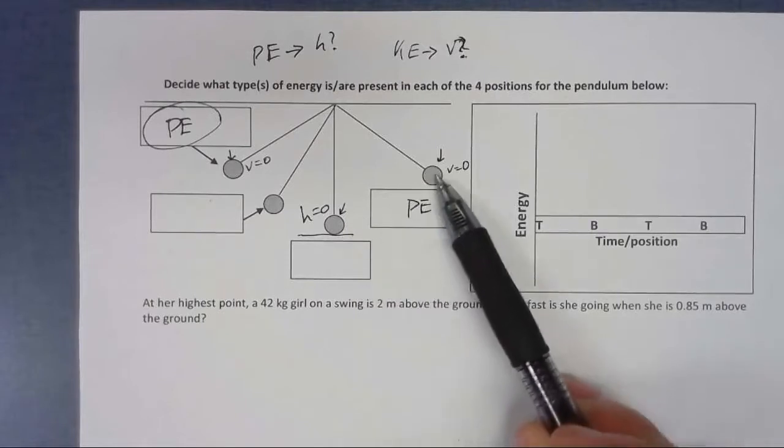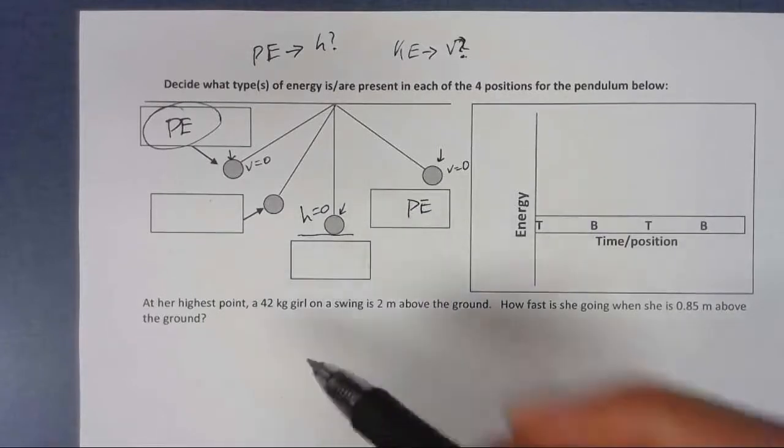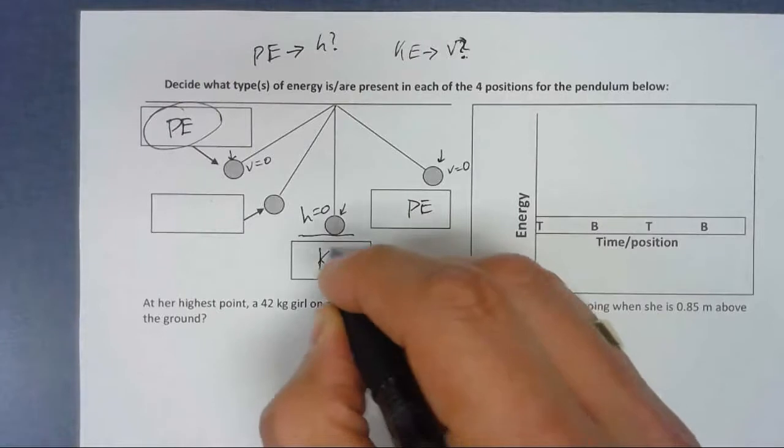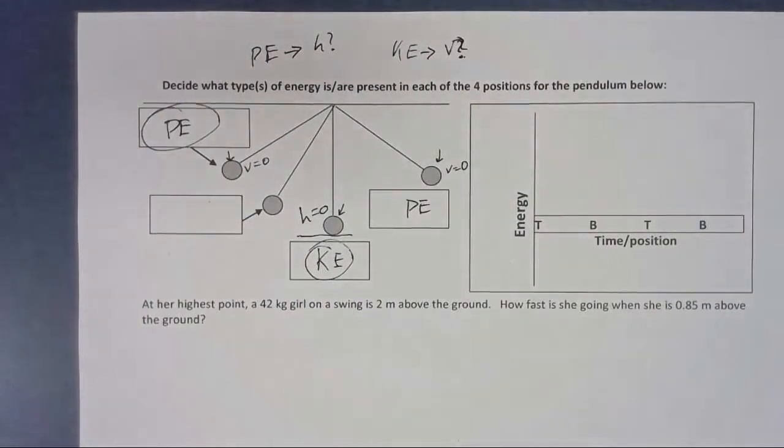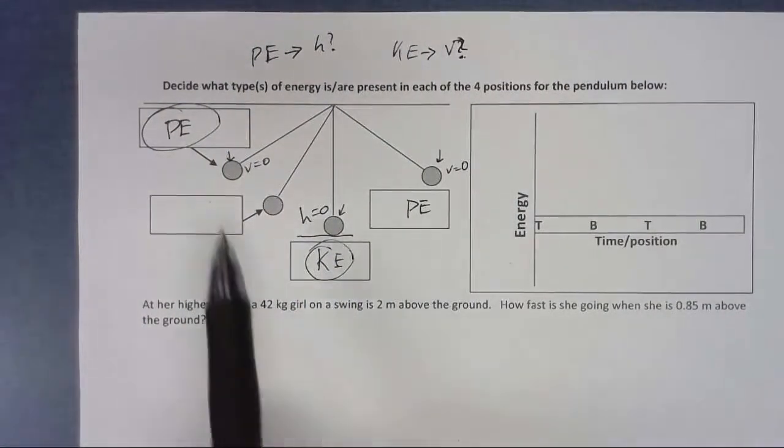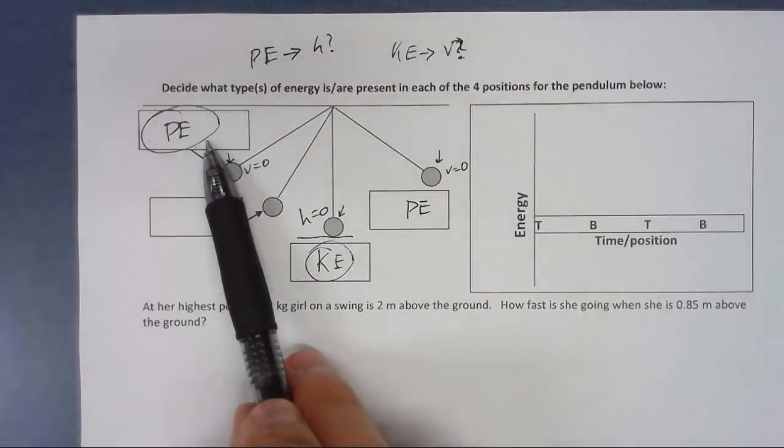It'll slow down on the way up. It'll speed up on the way down. So there is speed here. It's got to be all kinetic energy, no potential, because there's all speed and no height. Here we had all height and no speed.